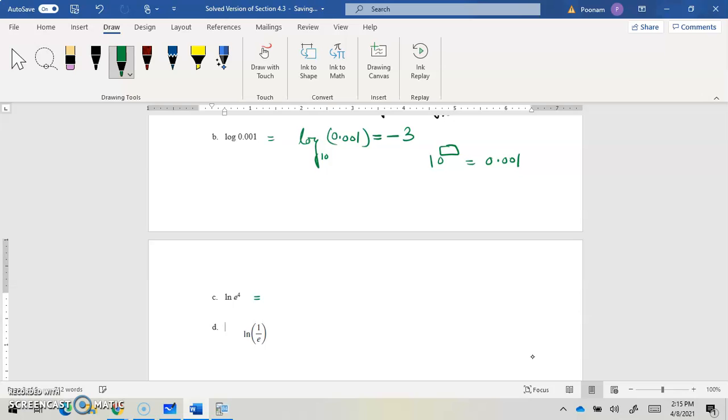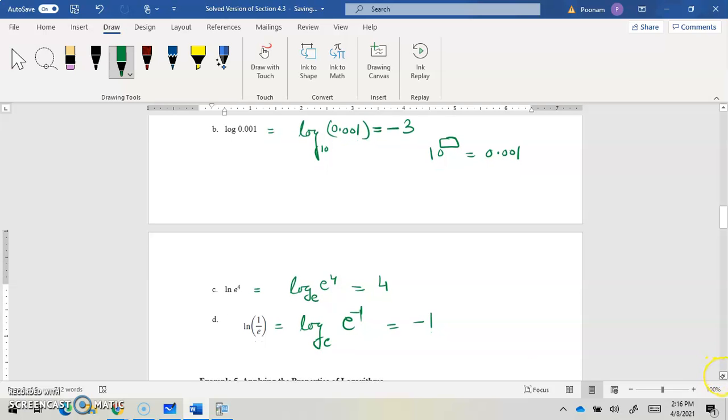Next, natural log of e raised to power 4. Natural log means the base is e. What should e be raised to get e raised to power 4? That is obvious, it is just 4. Natural log of 1 by e. That looks like e raised to power negative 1. What should e be raised to get e raised to power negative 1? That should be just negative 1.